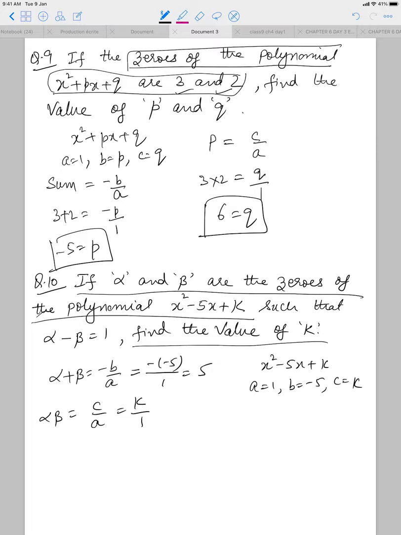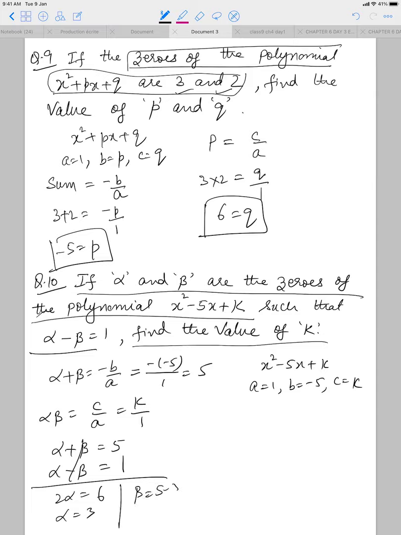Now you have also been given alpha minus beta is equal to 1. So you have two equations with you. One is that alpha plus beta is equal to 5. Another is alpha minus beta is equal to 1. So if I solve them, I'll get 2 alpha is equal to 6 or alpha is equal to 3. And once I put alpha equal to 3 in the above equation, I will get beta is equal to 5 minus 3. So beta is equal to 2.